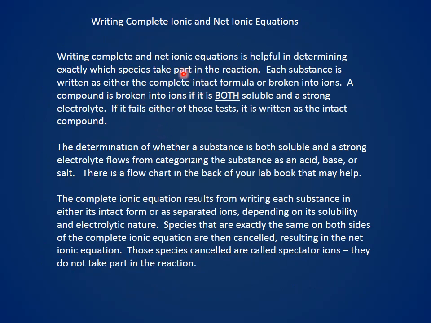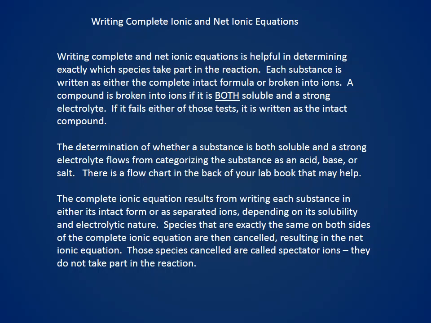Another busy slide, but here's the goal on here, is to get to complete ionic and net ionic equations. I want to break compounds into their ions if they are both soluble and a strong electrolyte. It has to be both criteria, not one or the other, but both of them. If it fails either one of those tests, it's going to be written as the intact compound. There are ways you can think about this as a flow chart. I'll show you in the next page.